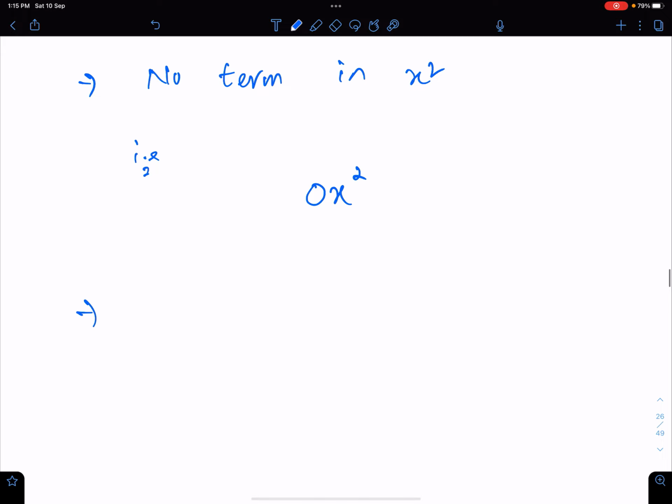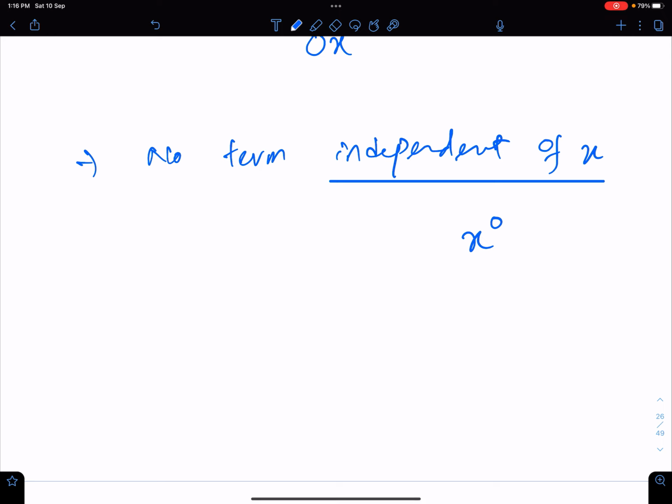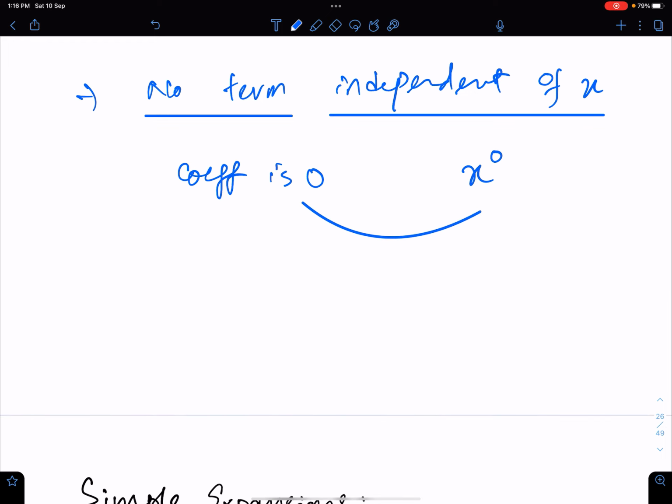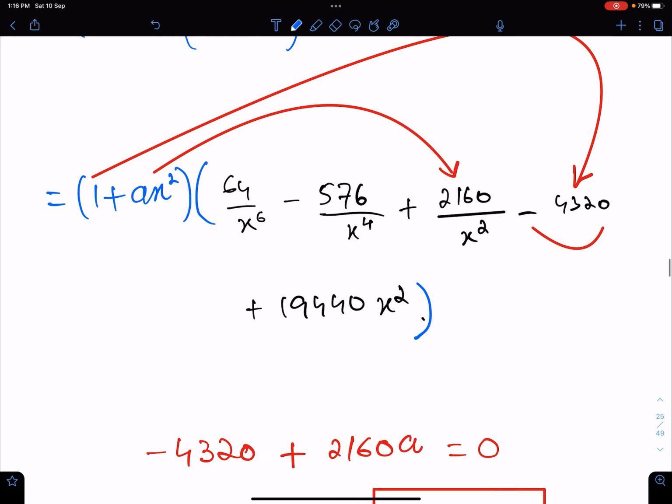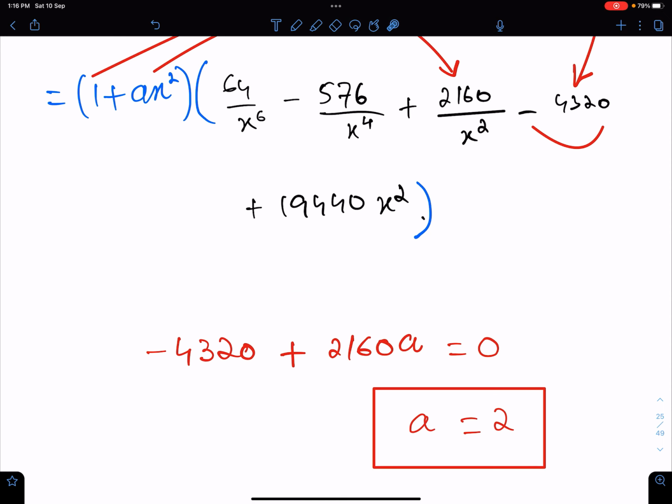And if they say no term independent of x, you just need to understand this statement first. Independent of x means x power 0, and no term means the coefficient is 0. So you just need to combine these two. No term independent of x means 0 times x power 0, which is 0. So you just need to find the constant terms from the given expansions like we did in this question. We found 2 constant terms and then equate your results with 0.